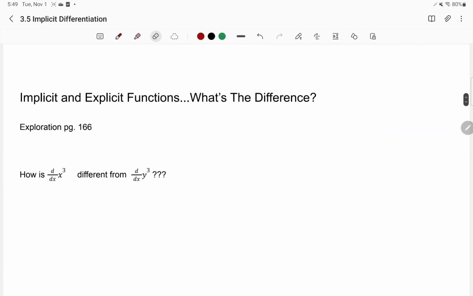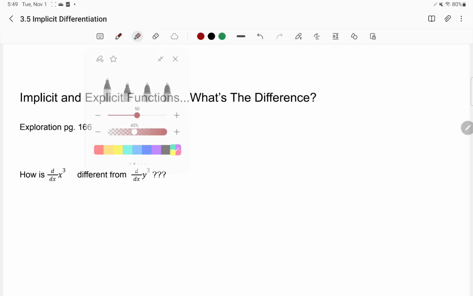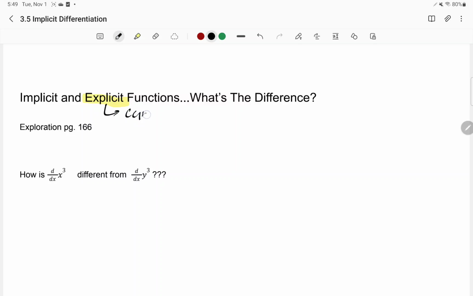All right, so now let's talk about what the difference is: implicit versus explicit functions. Explicit functions are the ones that we've been working with. Those are functions where you can actually solve for y. Implicit functions are where you cannot solve for y.